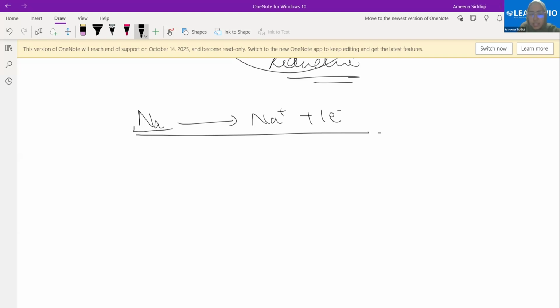Let's try to understand this. This is a sodium atom. This is a sodium ion, and this has a positive charge. So clearly, loss of electrons has taken place. This must be enough to tell you that oxidation is taking place. Clear? And we can clearly see one electron is being lost. Therefore, it is there as a product in the reaction, right?